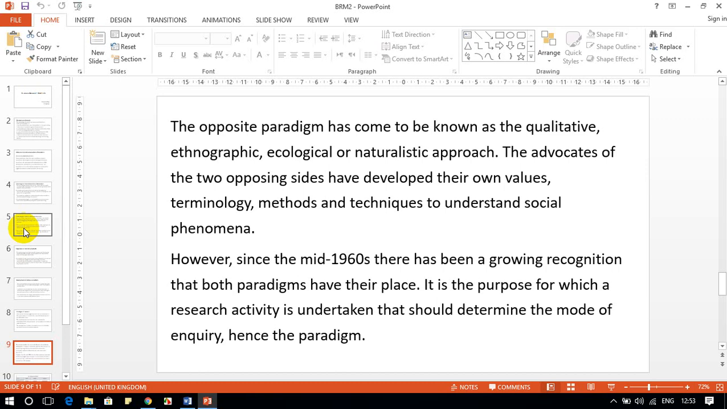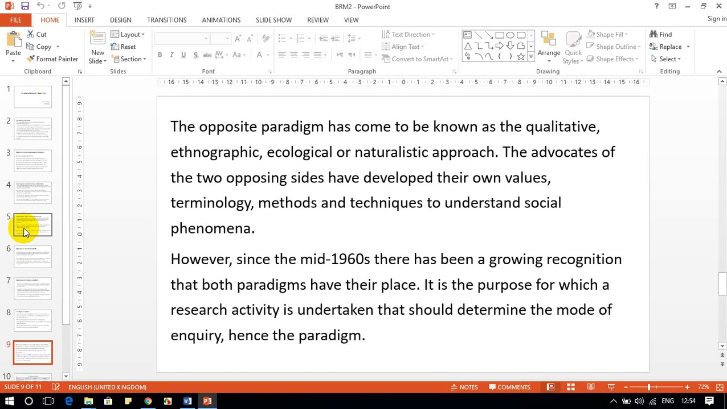It is the purpose for which research activity is undertaken that should determine the mode of inquiry, hence the paradigm. So particularly the idea of the paradigm was generated during the 1960s, which spread different knowledge toward business organizations for conducting different types of research as per their requirements. The two paradigms of research are the positivist, also known as scientific, and the other, also known as the ecological or naturalistic approach.